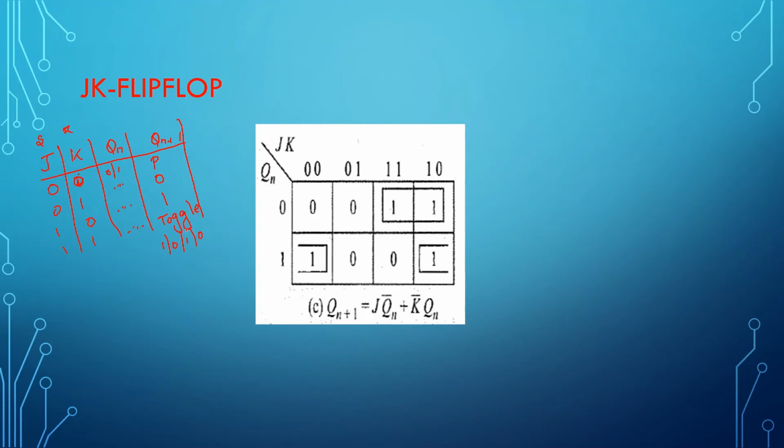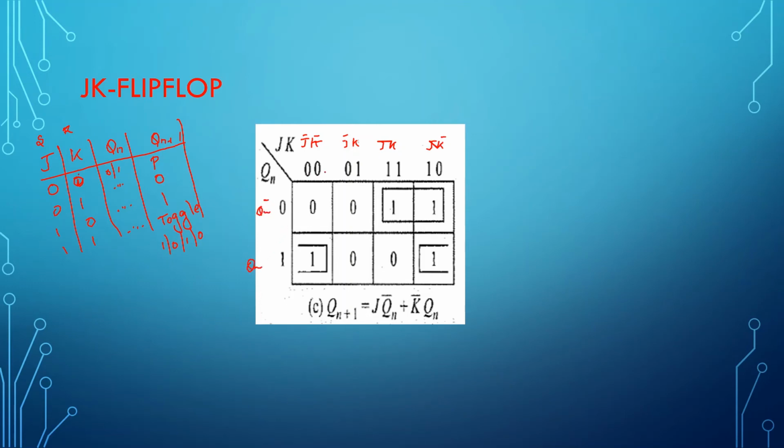Now transferring this particular data from the truth table to the K-map, it is written like this. JK will be written horizontally. So this will be J bar K bar, this will be J bar K, this will be JK, this will be J K bar. So this will be Qn bar and this will be Qn.